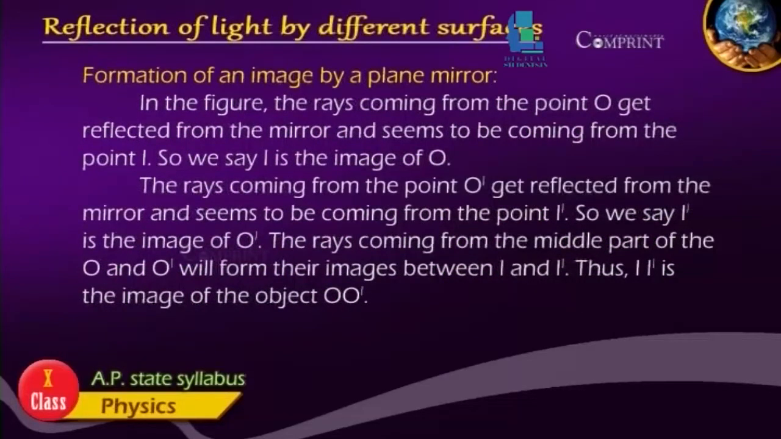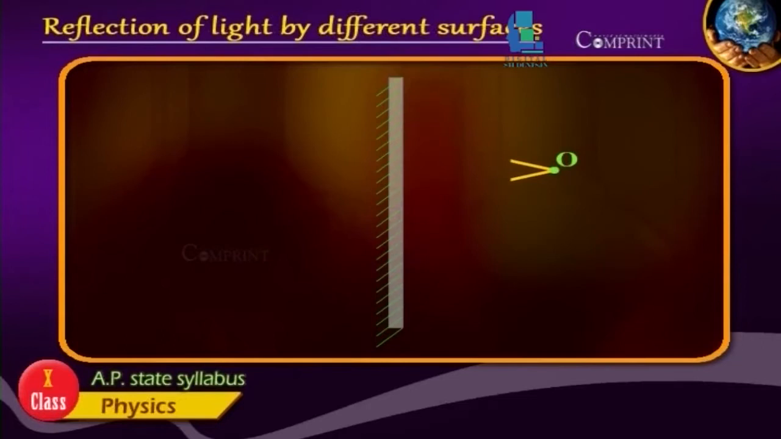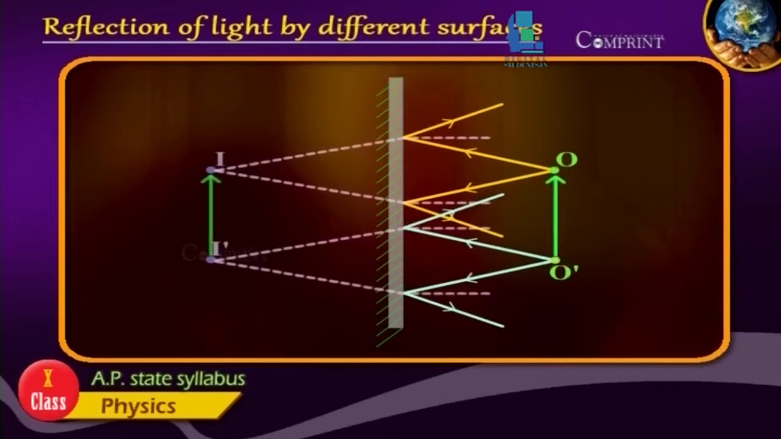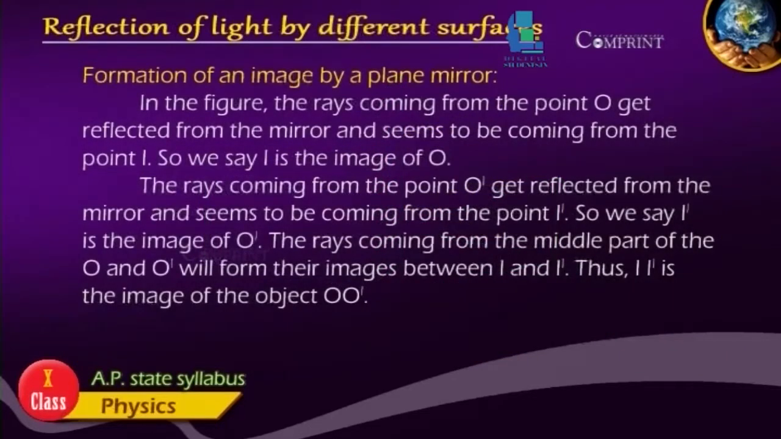In the figure, the rays coming from the point O get reflected from the mirror and seem to be coming from the point I. So, we say I is the image of O. The rays coming from the middle part of O and O1 will form their images between I and I1. Thus, I1 is the image of the object O1.